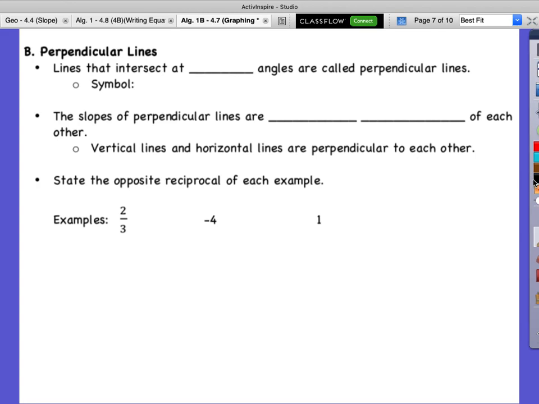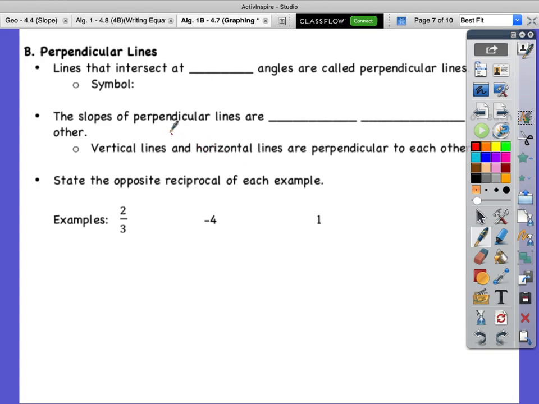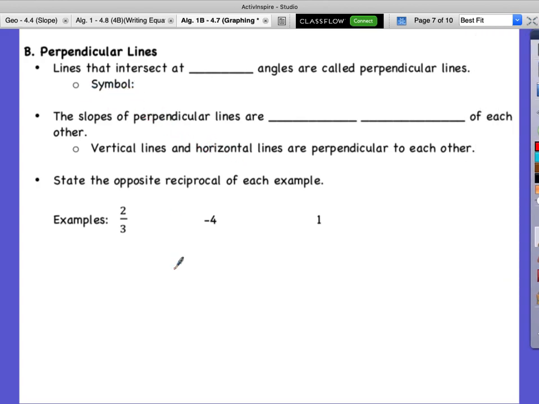Perpendicular lines, though, are going to be different. Perpendicular lines are lines that intersect at what kind of angles? Does anyone know? 90 degrees. We call them a right angle. It's a 90-degree angle, and we call it a right angle. It's not like right or left or right or wrong. It's a separate name that just means it's a 90-degree angle. So perpendicular lines would look something like that.